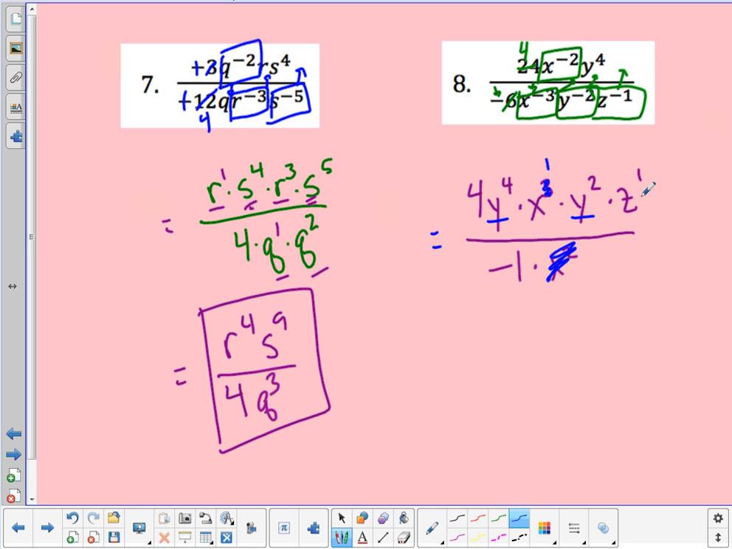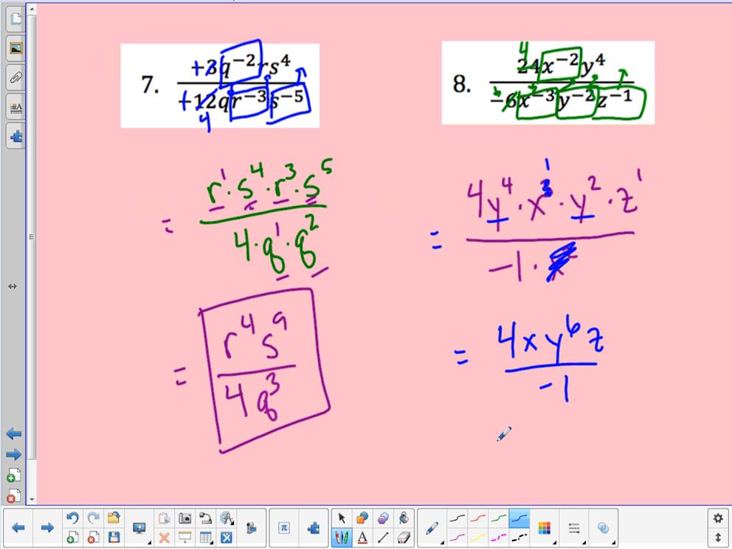So there's nothing I can do with the z's. There's nothing else I can do with the coefficients. So now let's take a look at what we have. We have 4 times x times y to the sixth times z all over negative 1. Now, you can leave it like this. This is totally fine. I would not mark this wrong.